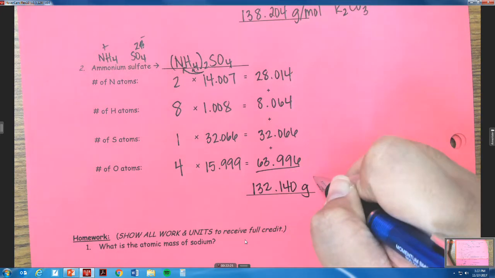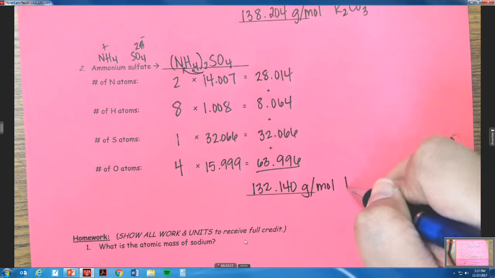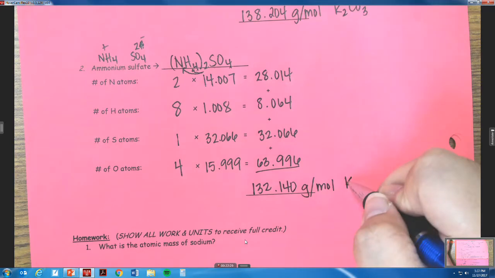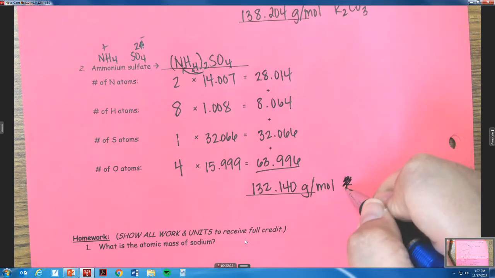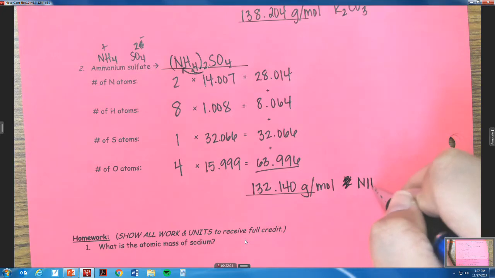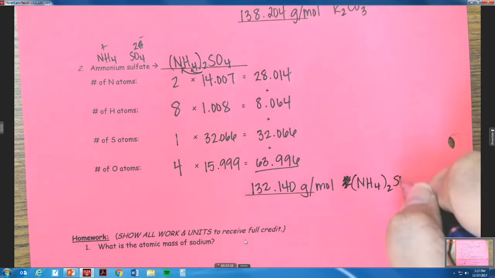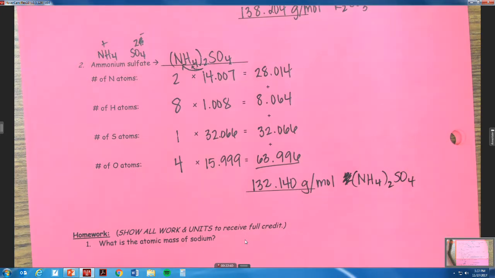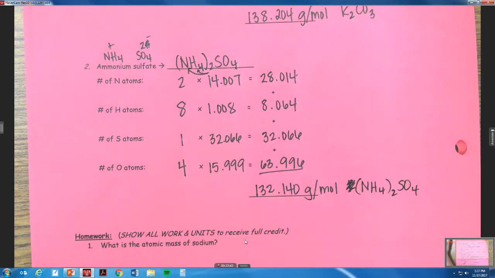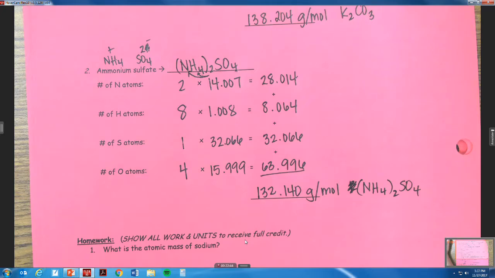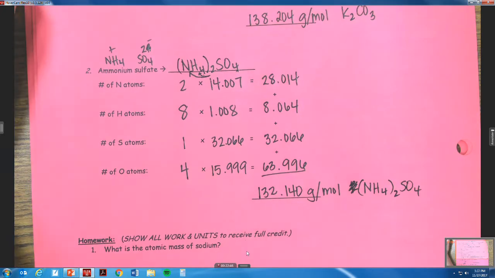When you add those values up all together, you should end up with 132.140 grams per mole of, sorry, not K2, that was the last problem, so (NH4)2SO4. All right, so that concludes Day 1 notes. If you have any questions, please just let us know.